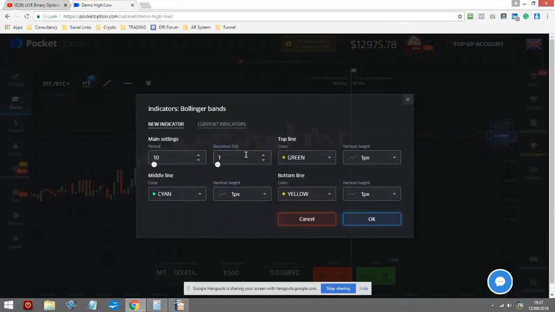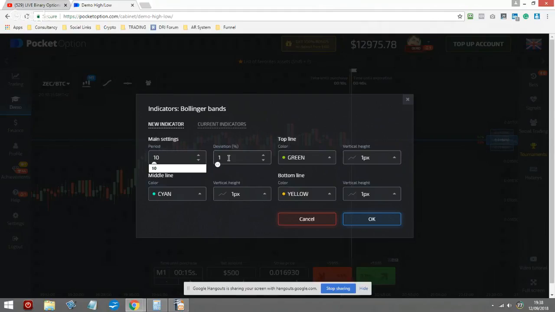Now, normally, depending on how bullish you are, how confident you are, you could play with the time periods and the deviation. Basically, the longer the time period, the smoother that middle line is, that sort of bluey line. The higher the deviation, the wider the bands are.